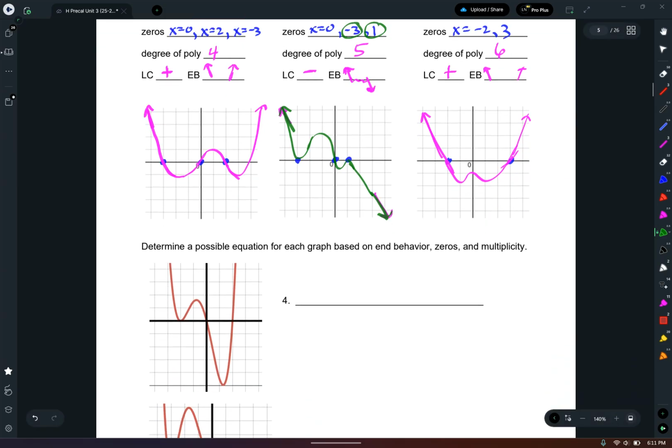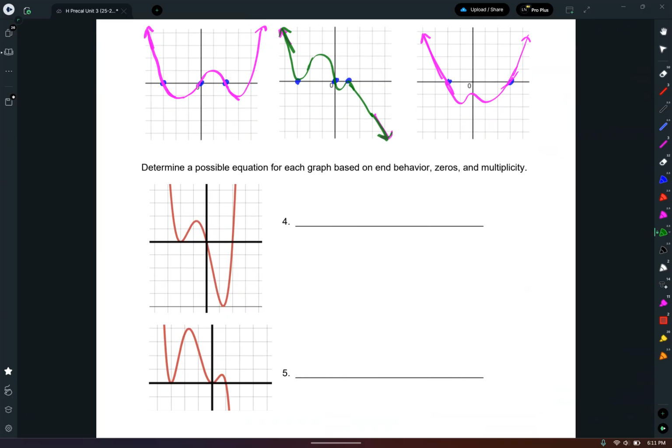So let's look at this one. It says determine a possible equation. All right, well, here's what I know. It has to be even degree, right? Because both ends are going up, so the overall degree has to be even. But let's look at the zeros.